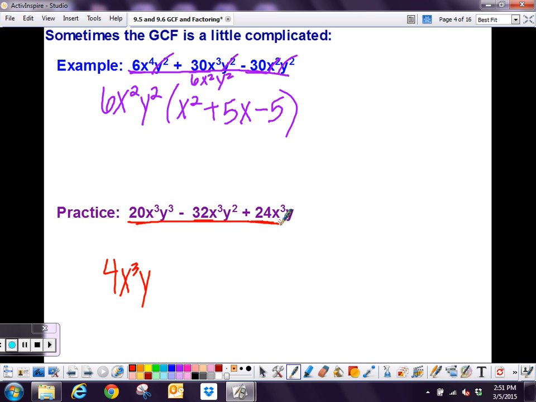I'm going to divide this all by 4x cubed y. And that's going to leave me with 5. Those x cubes are going to cancel out. I'm still going to have 2 of those y's left.